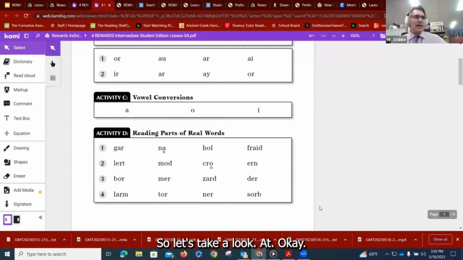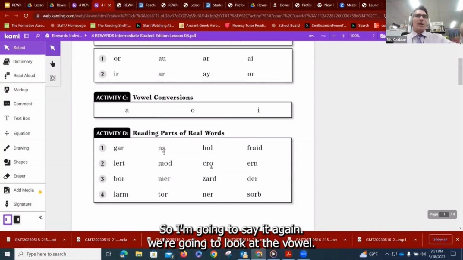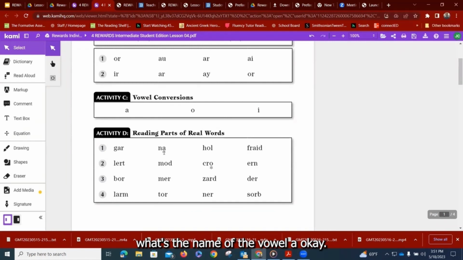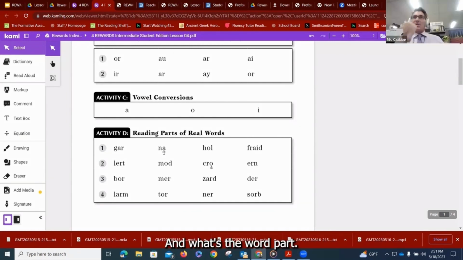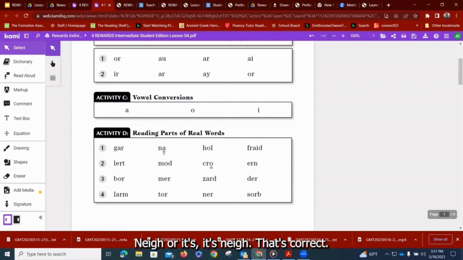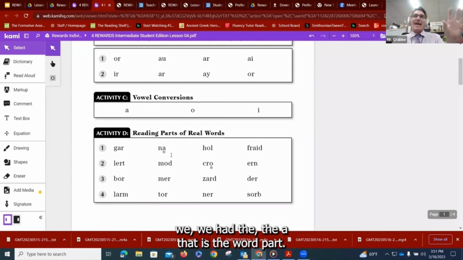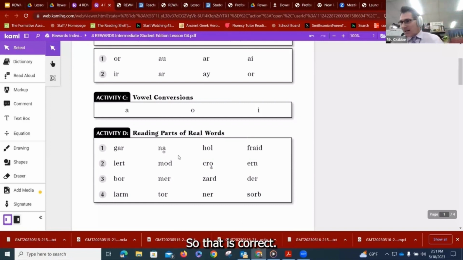Let's take a look at, okay, I didn't continue with this one, so I'm going to say it again. We're going to look at the vowel. What's the name of the vowel? A. Okay. And what's the word part? Nay. It's nay. That's correct. Because that is the word that we said we had the A, that is the word part. So that is correct.